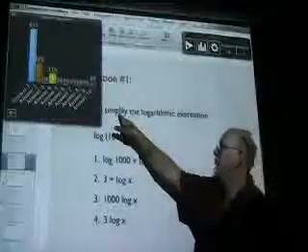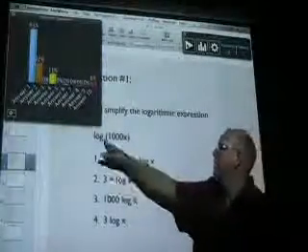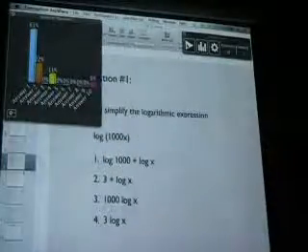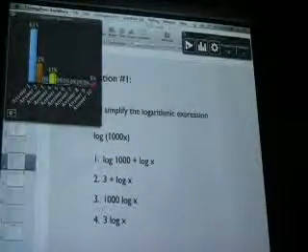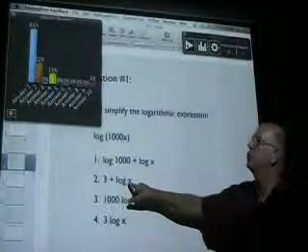But that's not simplified, right? Okay? So if we simplify this, because notice that there is no base, so what does that mean? It's common log, right? It's log base 10. So what is the log of 1,000? 3. So this would be 3 plus log of x, and so the answer should be number 2.